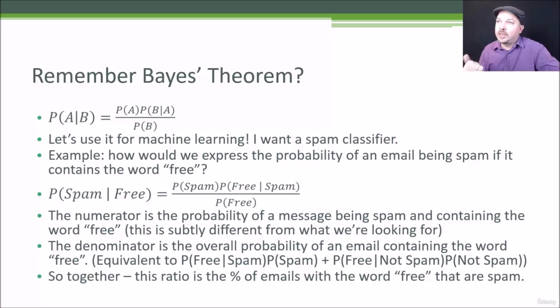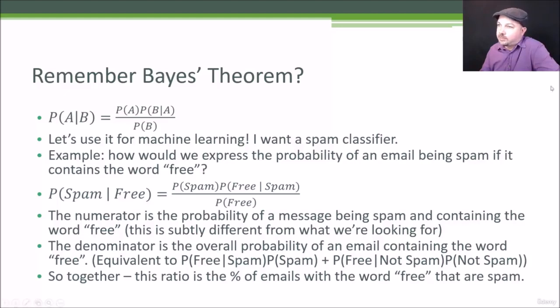So just a refresher on Bayes' theorem, remember the probability of A given B is equal to the overall probability of A times the probability of B given A over the overall probability of B. So how can we use that in machine learning? I can actually build a spam classifier, an algorithm that can analyze a set of known spam emails and a known set of non-spam emails and train a model to predict whether new emails are spam or not. And this is a real technique used in actual spam classifiers in the real world.